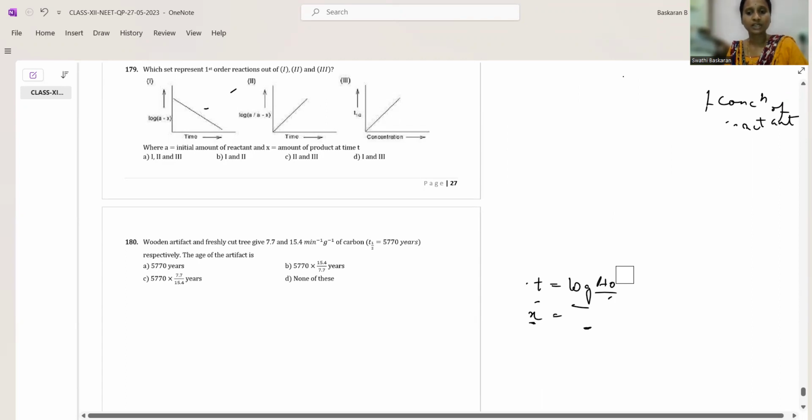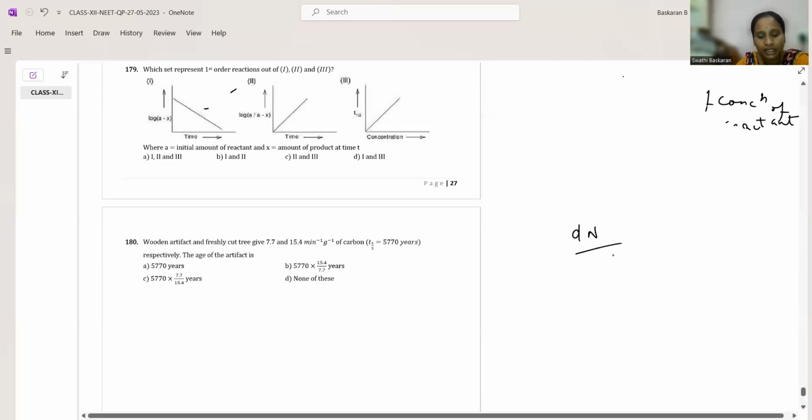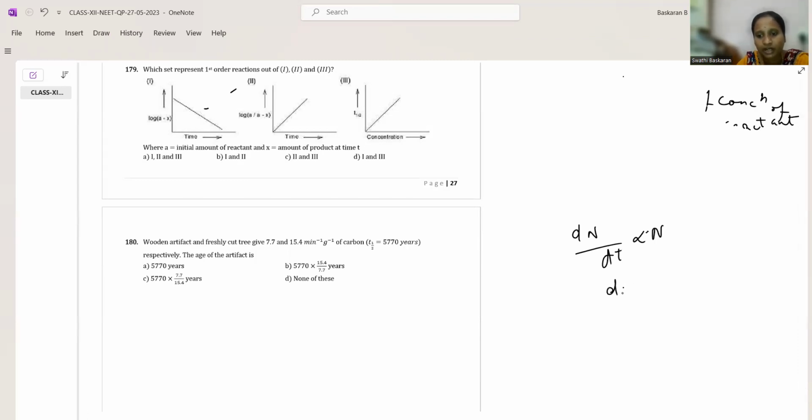One is, if any plant is freshly cut, we say the C14 activity to be the initial concentration. We consider that to be the initial concentration. Why? Because it was freshly cut, which means the activity dN by dt is directly proportional to N, or otherwise we will also write dN by dt is equal to lambda N, right? So for a freshly cut plant, N will be equal to N naught. That is assumed to be the initial concentration.